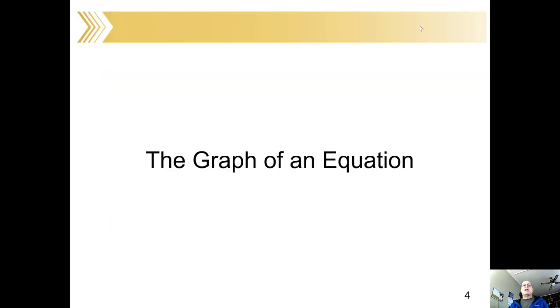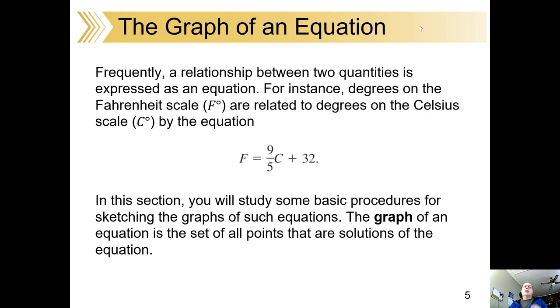So the graph of an equation, let's see what we've got. First of all, sometimes we have two different quantities and we've got a relationship between them. For example, temperatures on the Fahrenheit scale are related to temperatures on the Celsius scale. We're going to see some procedures for graphing those relationships, and here we go.